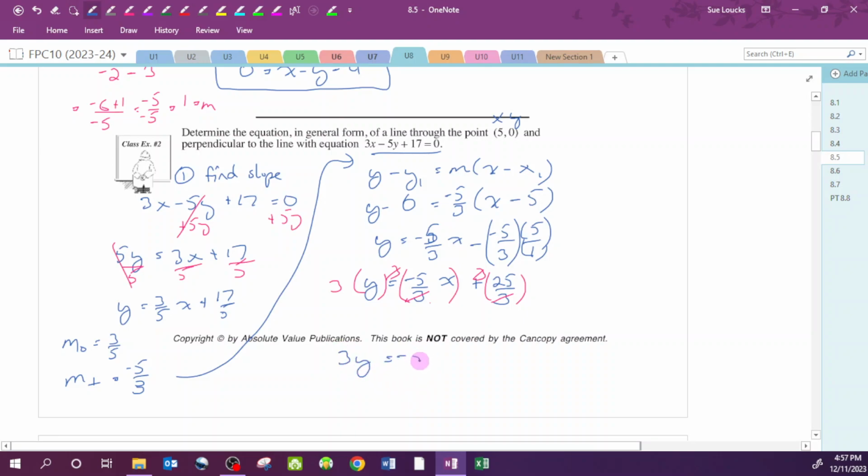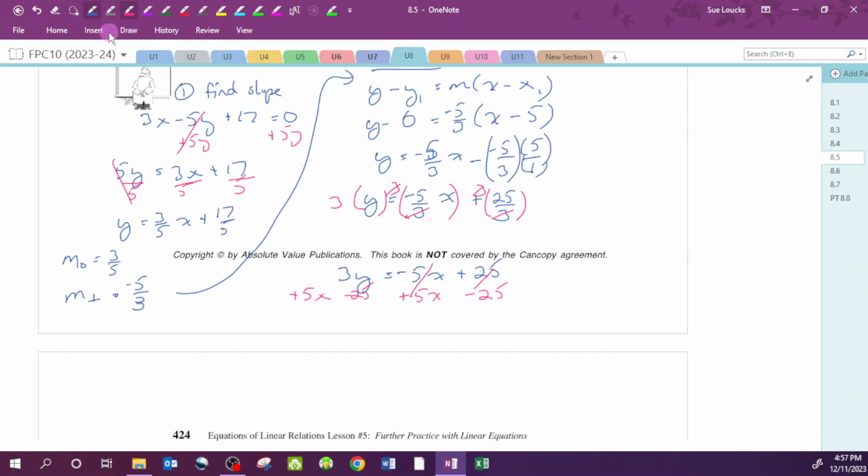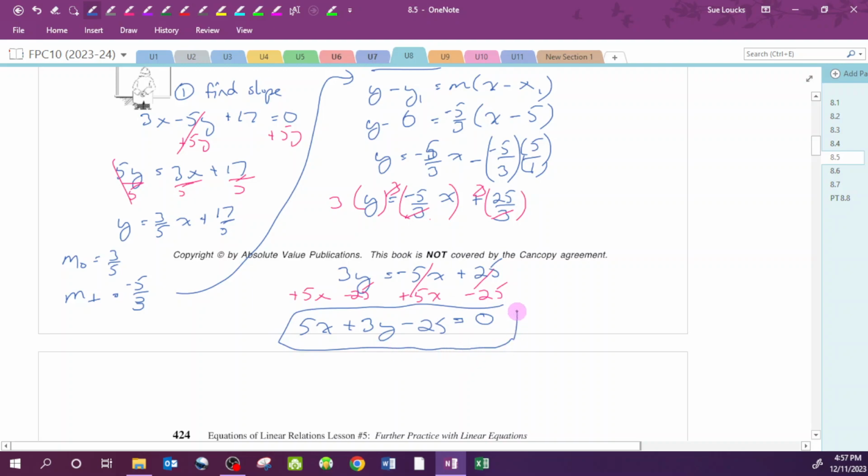3y equals minus 5x plus 25. And this time, since my x is negative, I want to move them all over that way. So I'm going to add 5x and subtract 25 on both sides. Those cancel and become 0. So I have 5x plus 3y minus 25 equals 0. And there is my answer.